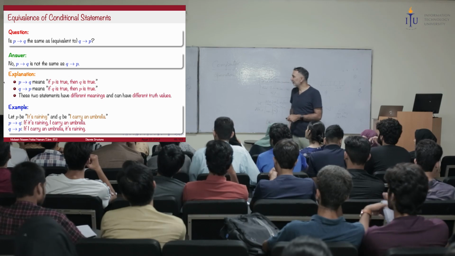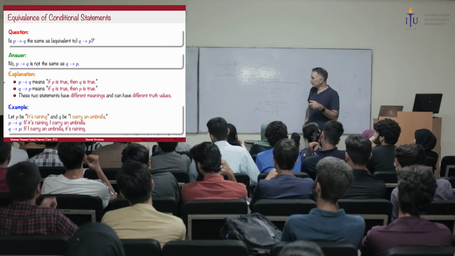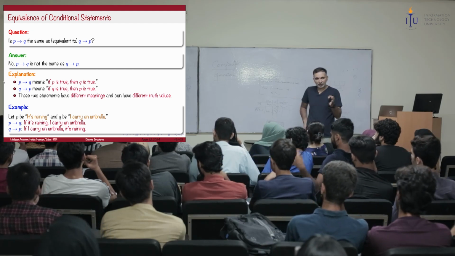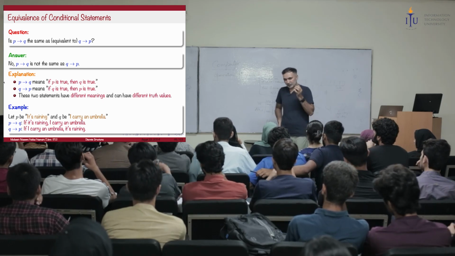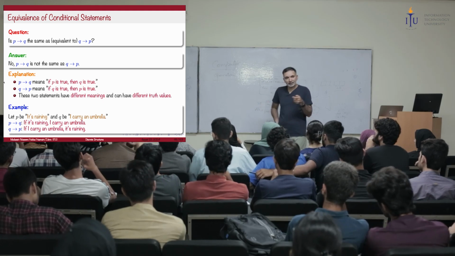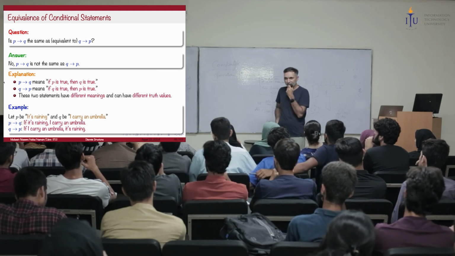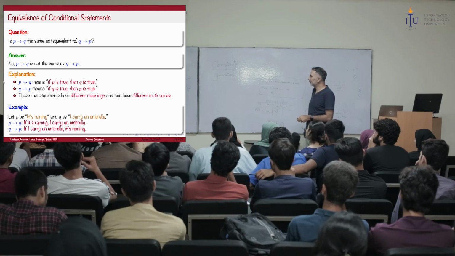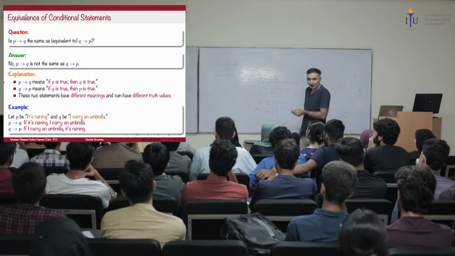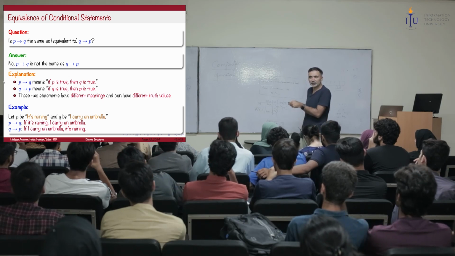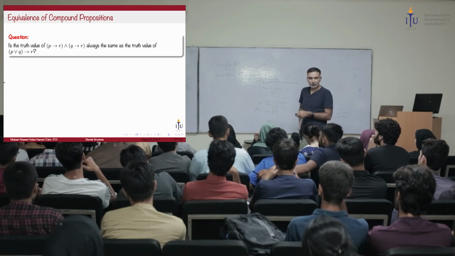Here's an example. P then Q says, for example, that if it's raining, I carry an umbrella. Okay? If it's raining, I carry an umbrella. That does not imply that if I carry an umbrella, it would definitely be raining. Okay? So keep that in mind. These two things are not the same. I mean, this is a valid statement. This is a valid proposition. If Q then P is also a valid proposition, but it's not equal to P then Q. Are you good?